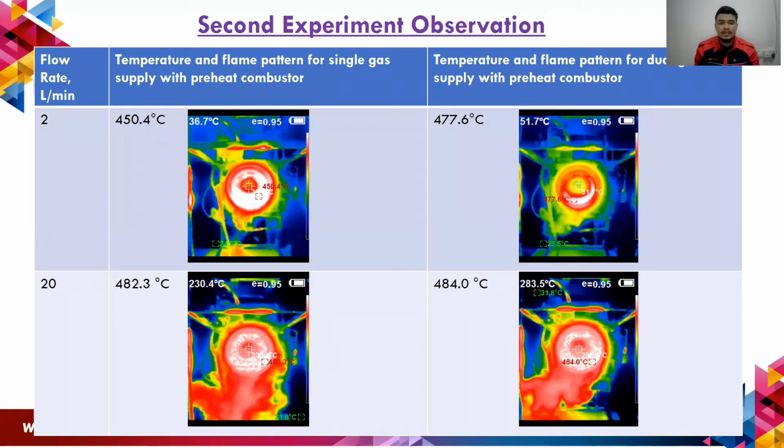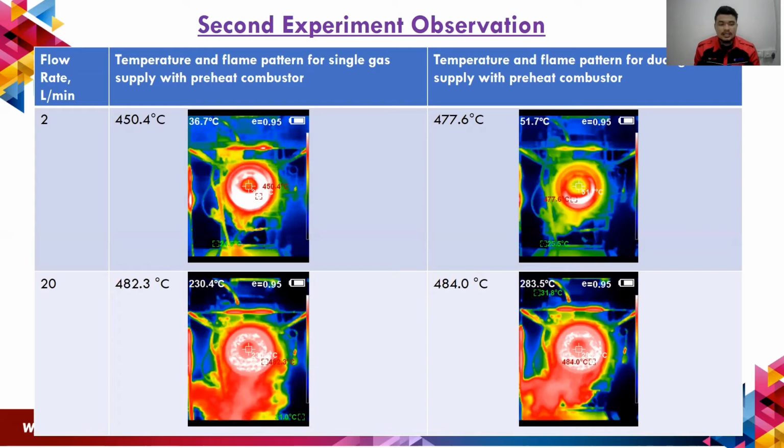This is for my second experimental observation, which is using a preheat of 5 minutes on the combustor. The temperature for 2 liter per minute for single gas and dual gas supply shows a big difference, which is 27.2 degrees Celsius. But at the end of the experiment, the difference in temperature is only a bit.